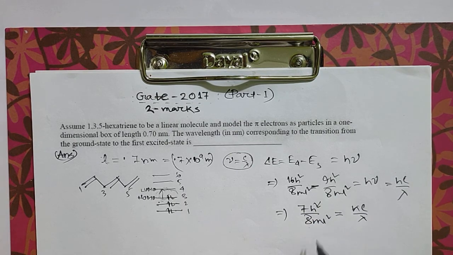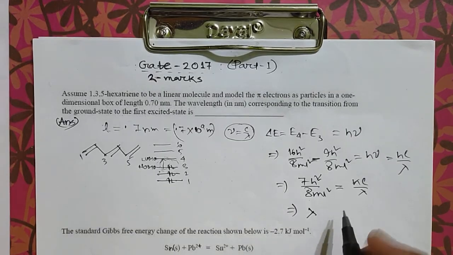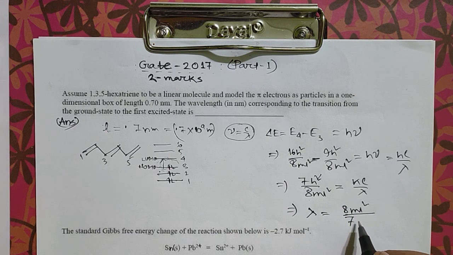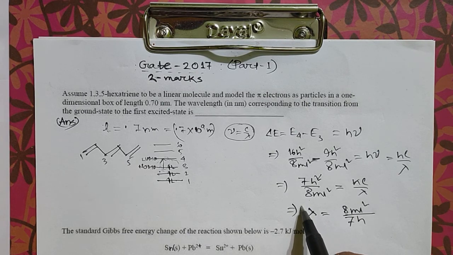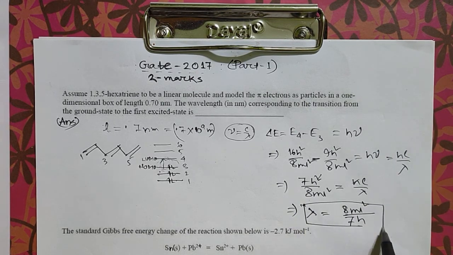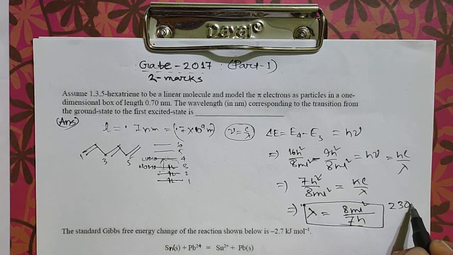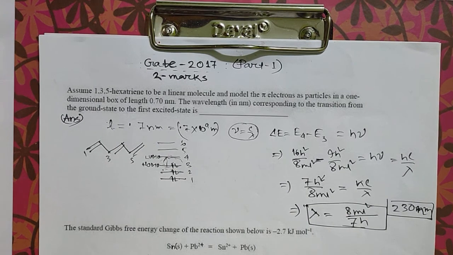So just cancelling, and directly jumping the steps, I will get lambda equals 8 m L square by 7h. Okay, so just put those values here, they are given, and you will get the answer. Okay, so in this way we can solve this problem. So the answer will be 230 nanometer. And the trick, what is the trick?